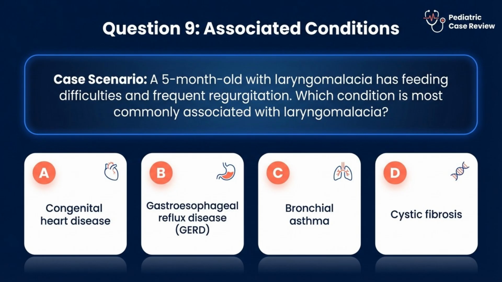A 5-month-old infant diagnosed with laryngomalacia is brought in for a follow-up. The parents report ongoing feeding difficulties and frequent episodes of regurgitation after meals. Which underlying condition is most commonly associated with laryngomalacia? Option 1, congenital heart disease. Option 2, gastroesophageal reflux disease. Option 3, bronchial asthma. Option 4, cystic fibrosis.